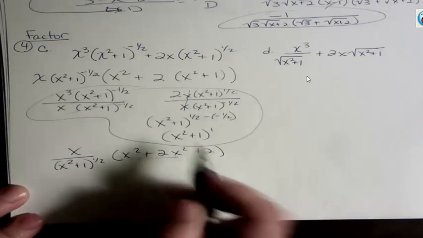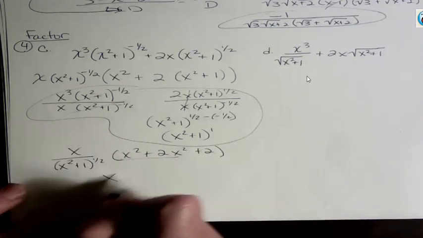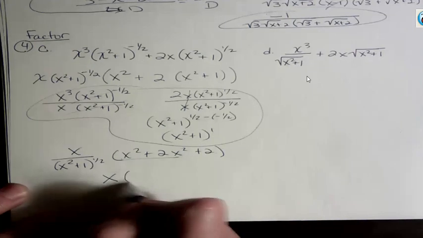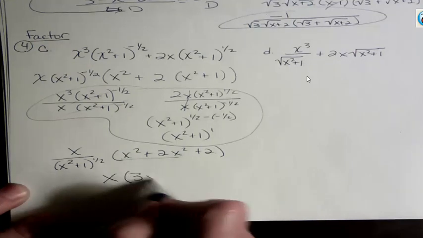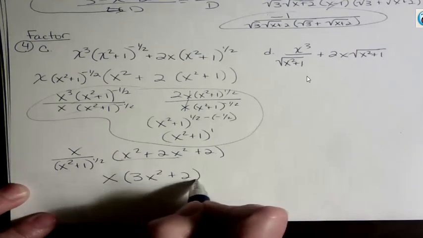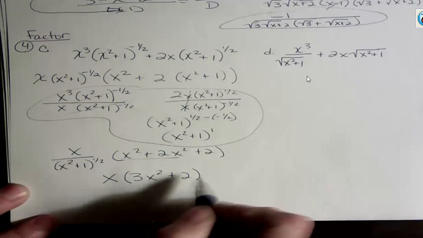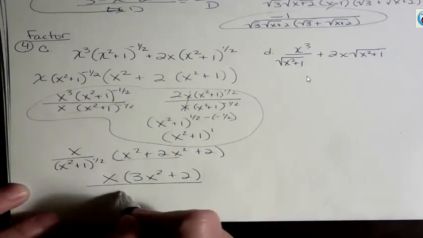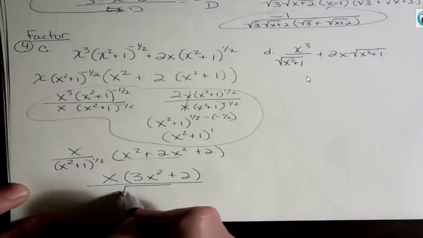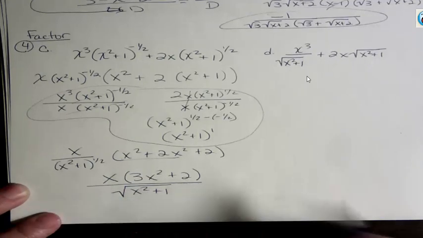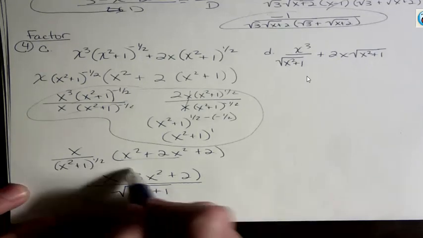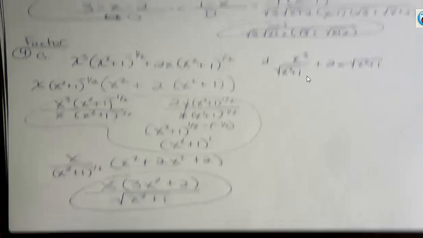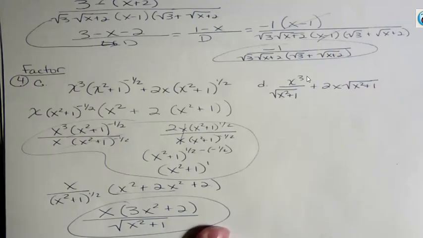And so what I'm going to have on the top is x times 3x squared plus 2. And then on the bottom, instead of writing that to the 1/2 power, I can also write it as the square root of x squared plus 1. That's the same as the 1/2 power. So that is what that one looks like.